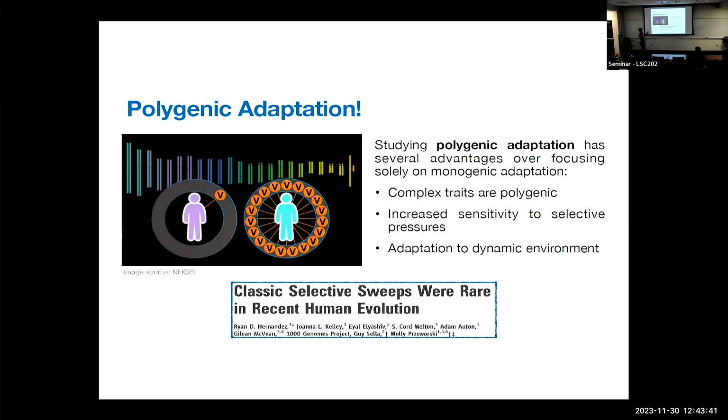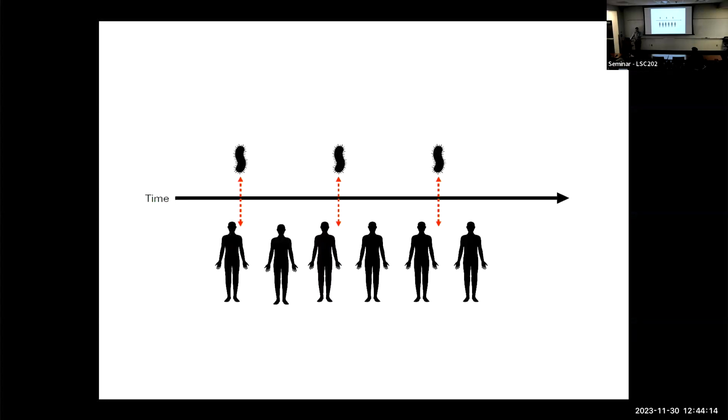And here's a cool paper from 2005, I think, from Ryan Hernandez and colleagues: Classic selective sweeps were rare in recent human evolution, which includes this type of monogenic selection. So there is already this kind of old paper saying that those are rare, and we have evidence that a lot of the adaptation, or the phenotypic evolution, in humans and other species involves several genes. So, okay, let's do what we were planning to do before, but using polygenic traits. So what should we do? Should we just check the changes in all the allele frequencies? What should we do?